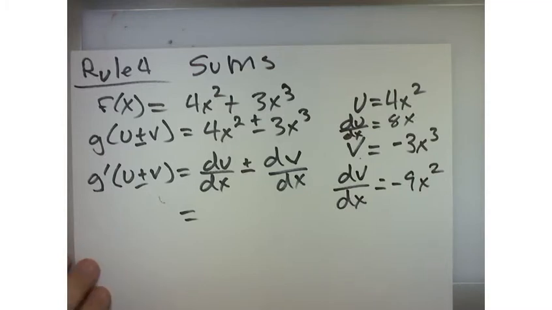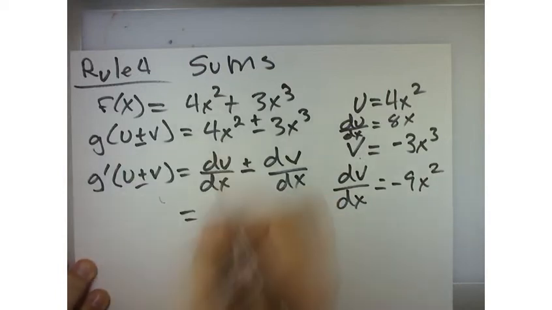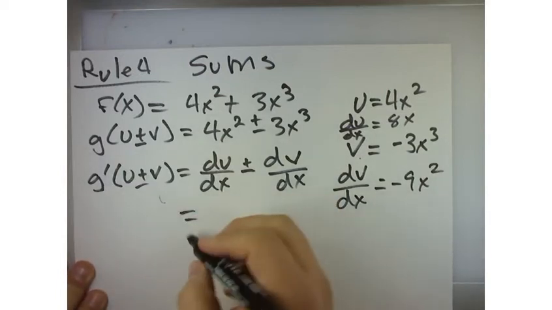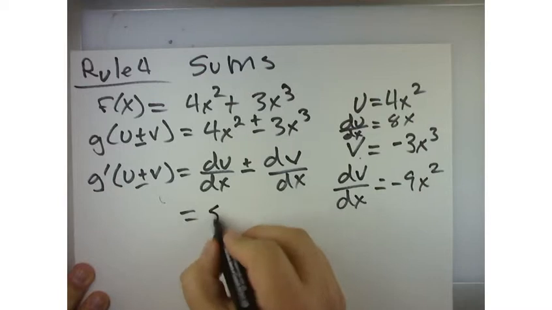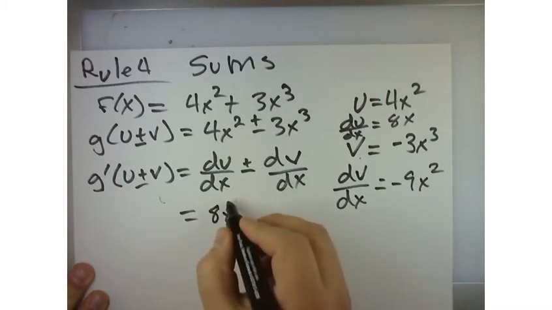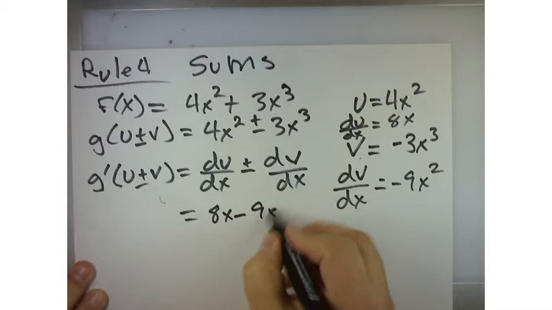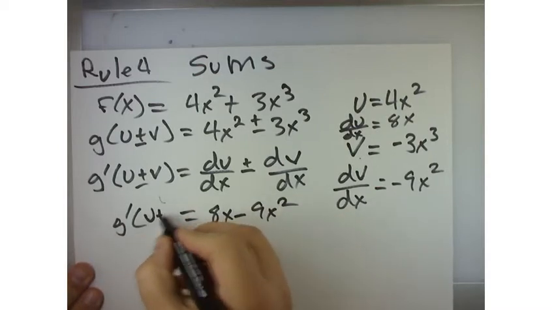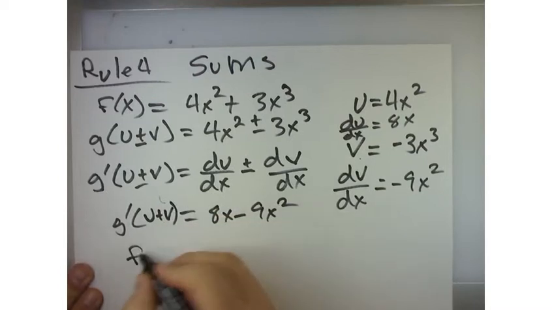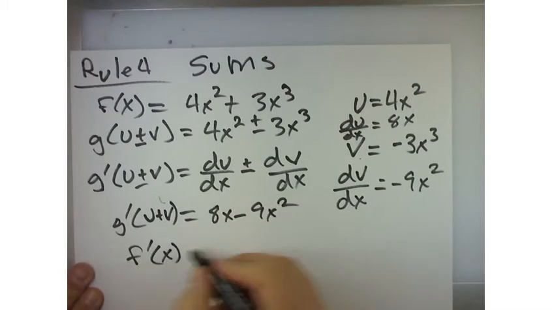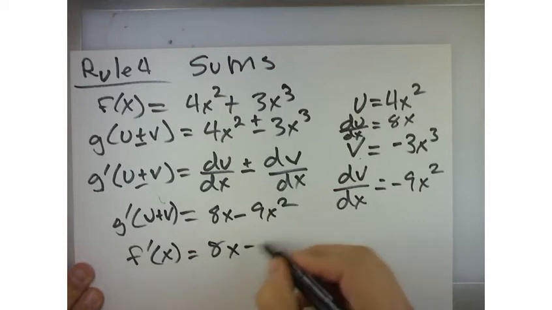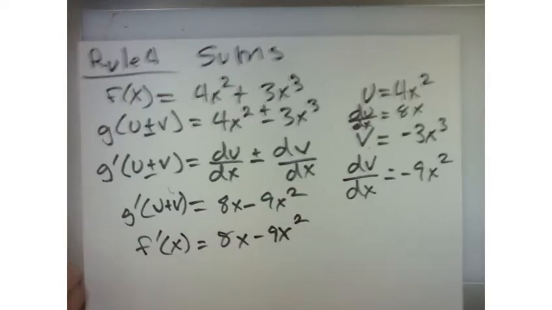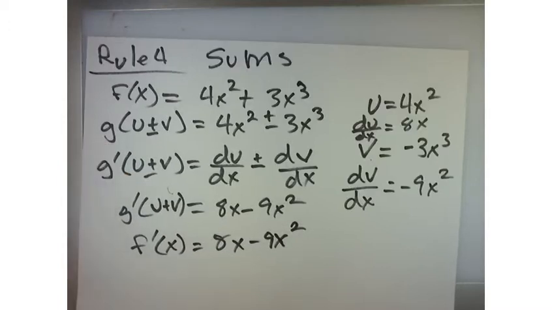So now, the formality is all the stuff that I've written with g. And what did I figure out? Well, I figured out the derivative of this was 8x minus 9x squared. Well, that's g prime of u plus v. But it's really also f prime of x. Now, most of the time in class, we're going to skip all of this business with g, but we will come to a point where we'll have to separate things using this property or rule.